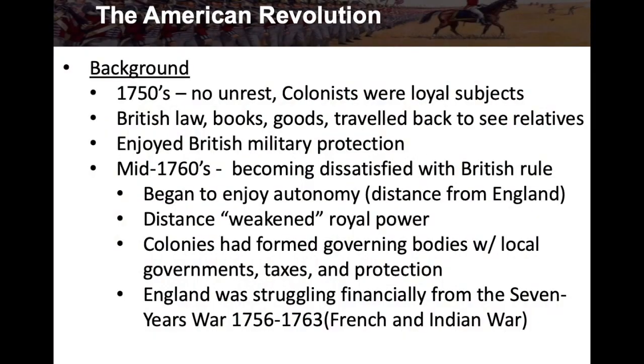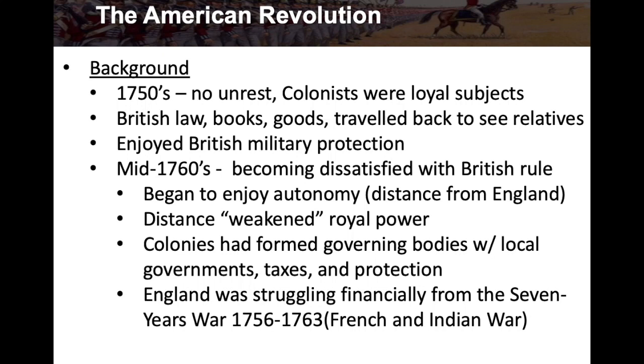1750s, there's really no unrest in the colonies. The colonists were loyal subjects to the king, to England. There really was not a problem going on. But then within 25 years, they're going to be at war. So what really takes place?